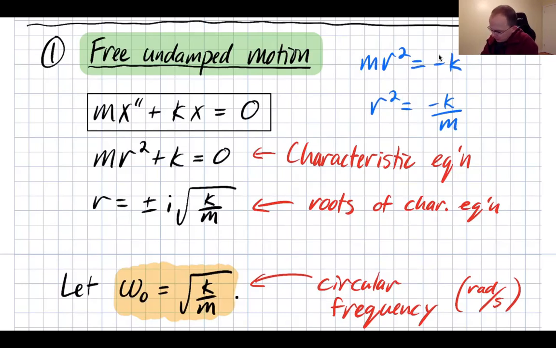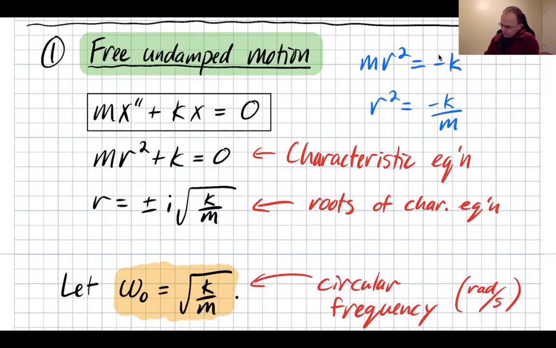And we get that there's 2 roots. It's going to be plus or minus i because of the negative sign. So we'll get a plus or minus i, and then we'll have the square root of k over m. And those are going to be the roots of our characteristic equation. And we know exactly what the solution is then to this differential equation.